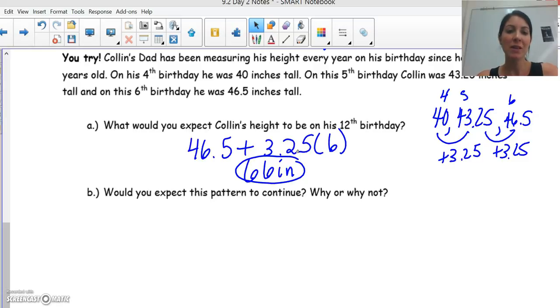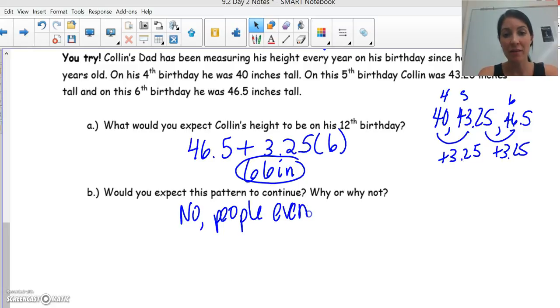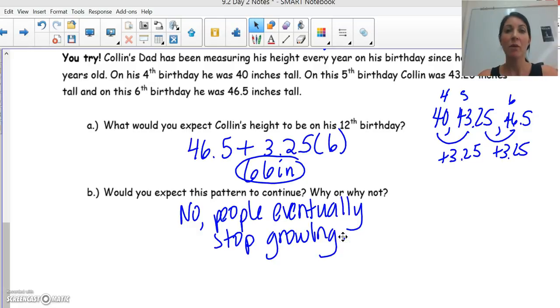Then it says, would you expect this pattern to continue? The pattern of adding 3.25 inches every year. Why or why not? Do you still grow 3¼ inches every year? I know I don't. So the reason it wouldn't continue is just humans eventually stop growing. So would you expect this pattern to continue? No. And I would just say people eventually stop growing. So it's not like we would continue to grow over 3 inches every year.